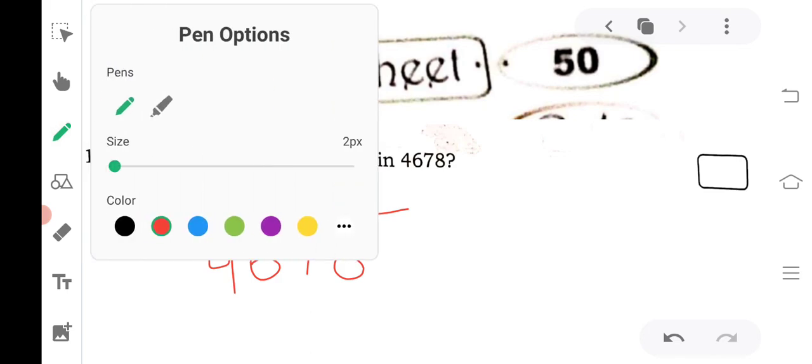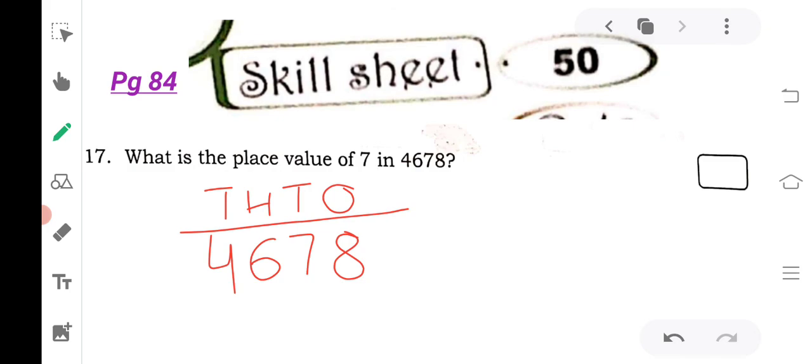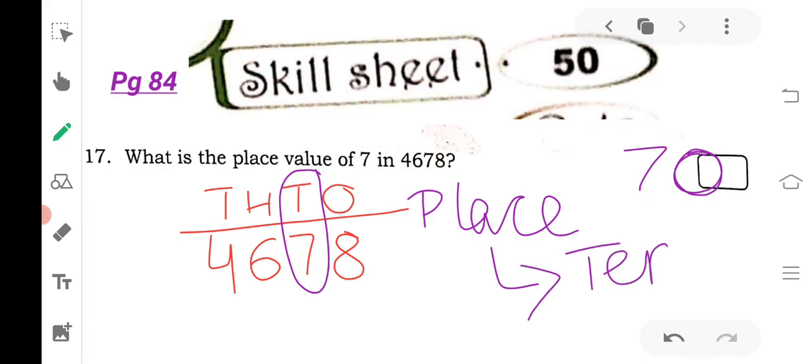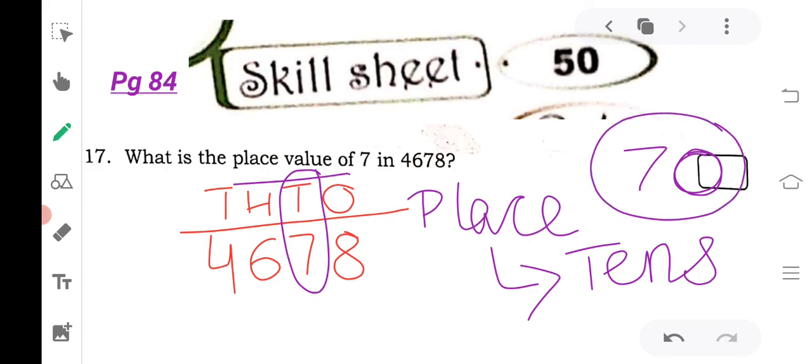So what is the place value? See, what is the place where I have written? I have written it below 10. So the place value is 10, which means the place value is 70. Place value of 7 is 70. But if I would have asked what is the place of 7, then you would have written tens. But in the question it is asked place value. That means the place value of tens is 70. Okay children. So thank you so much.